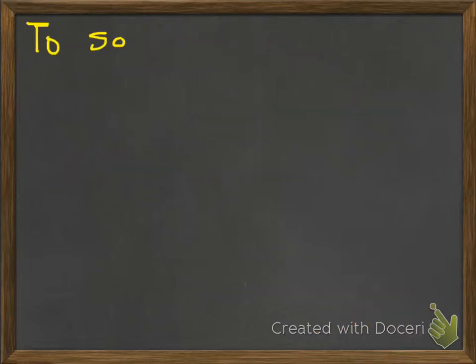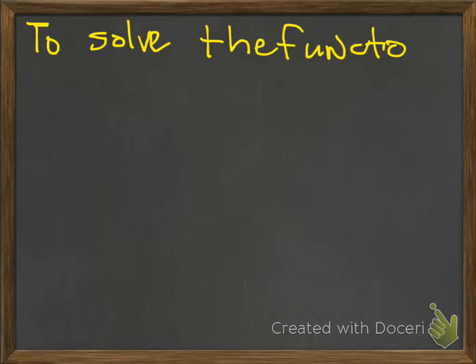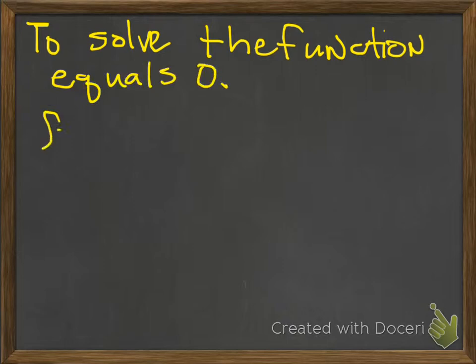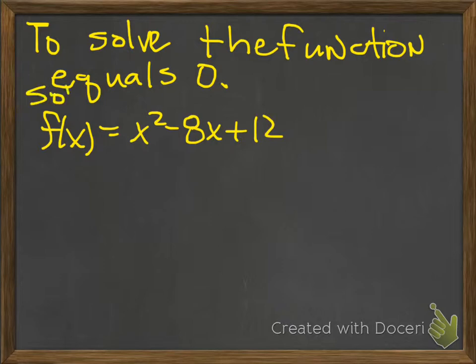By factoring, I want to make sure, again, that it's always equal to 0. So you need to make sure the function is equal to 0. So when it starts off saying f of x is equal to whatever, cross out the f of x and set it equal to 0. So here's our first example. f of x is equal to x squared minus 8x plus 12.